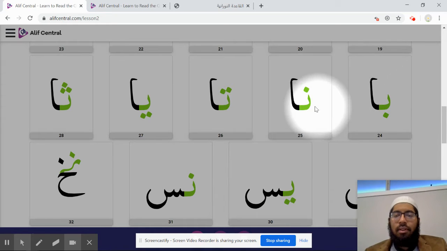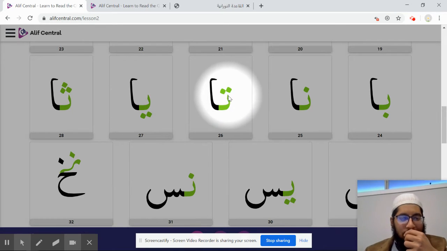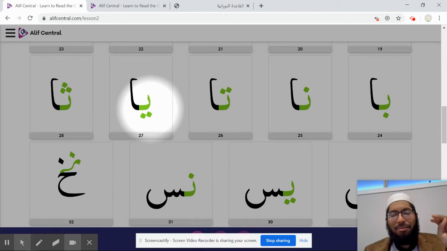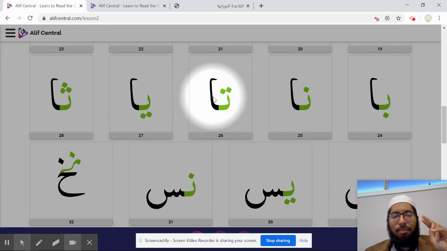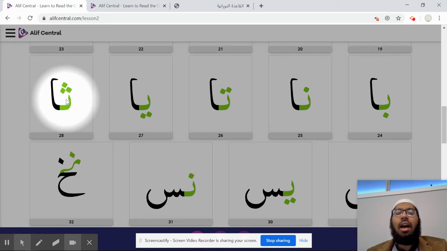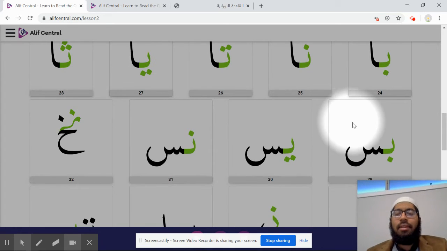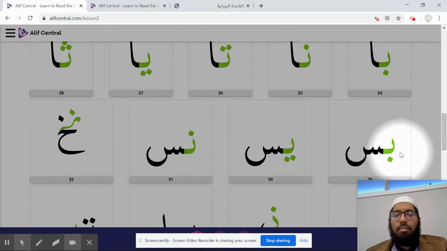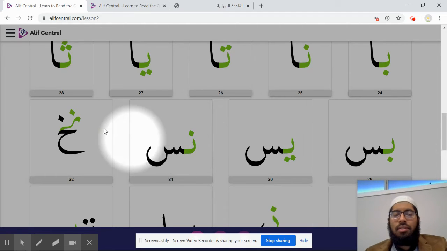Ba, alif, noon, alif, ta, alif, ya, alif. People get confused between these two. Ta is on the top and ya on the bottom. 2 dots for both of them. Ta, alif, ya, alif, tha, alif, ba, sin, ya, sin, noon, sin.